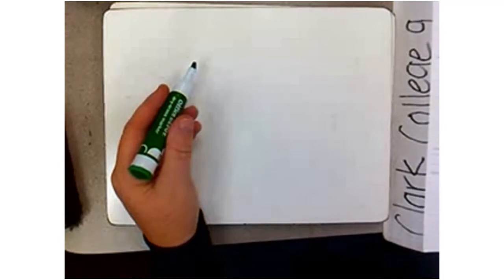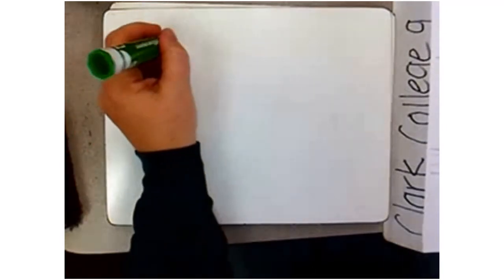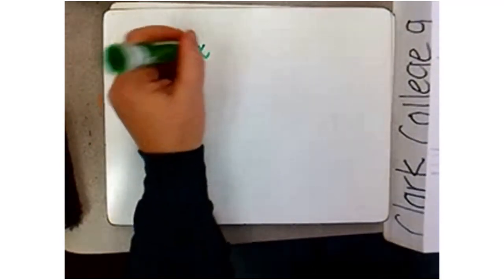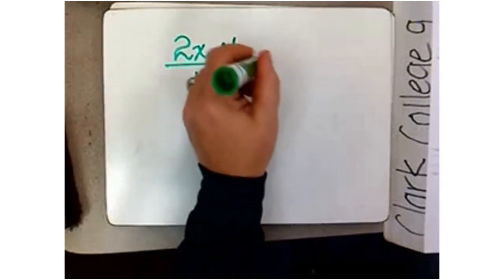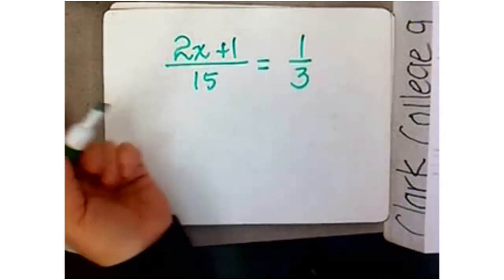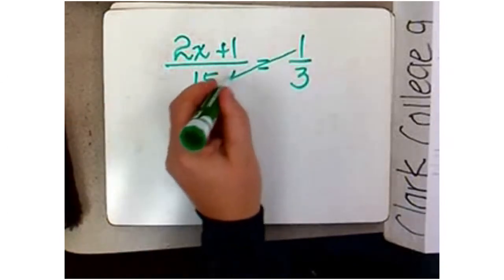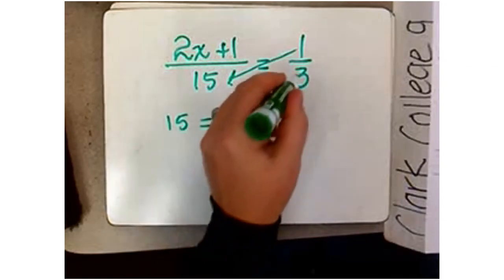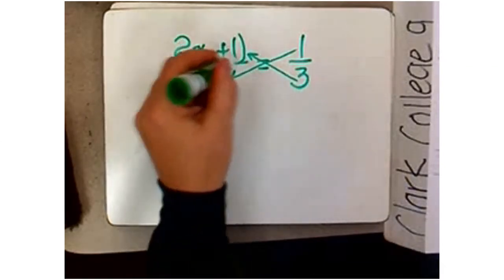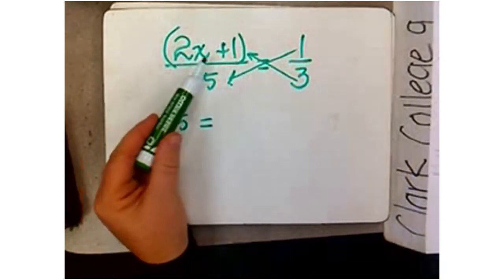Example 4 takes it one step further, and we get some algebra involved in the distributive property. We have (2x plus 1) over 15 that equals 1 over 3. So we're going to cross multiply. The 1 times the 15 is 15, and that's going to equal the 3 times the entire quantity of 2x plus 1.